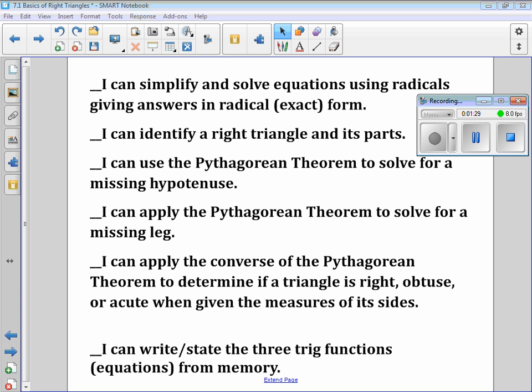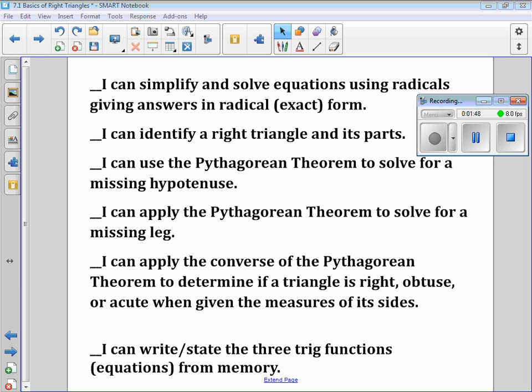I can identify right triangles and their parts. I can use Pythagorean theorem to solve for a missing hypotenuse, Pythagorean theorem to solve for a missing leg. I can apply the converse. Most of the stuff that's in this particular section, 7.1, we've done before, but some of it's new. For instance, the last one is I can write and state the three trig functions.